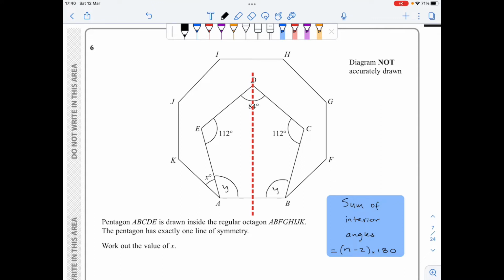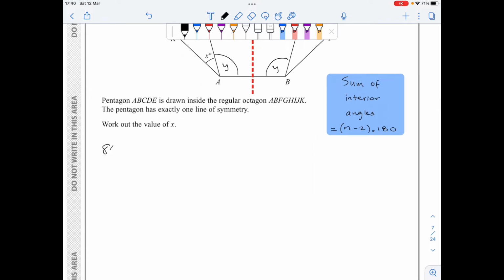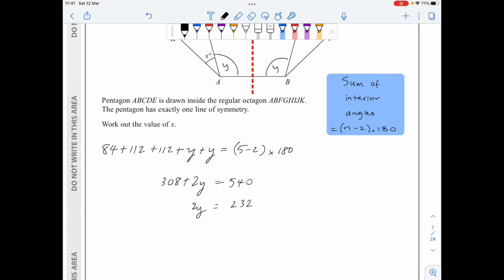And now let's proceed and use this formula for the pentagon. So we've got 84 plus 112 plus 112 plus y plus y is equal to 5 minus 2 times 180. I'm using the formula shaded in blue. So 308 plus 2y is equal to 540, which means that 2y is equal to 232. y comes out to be 116.